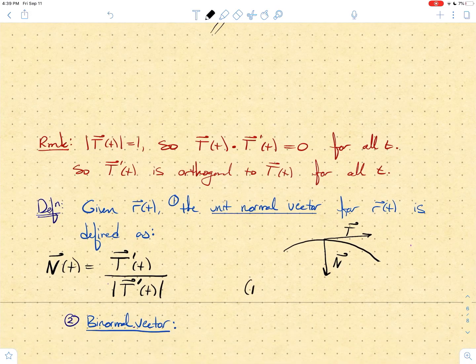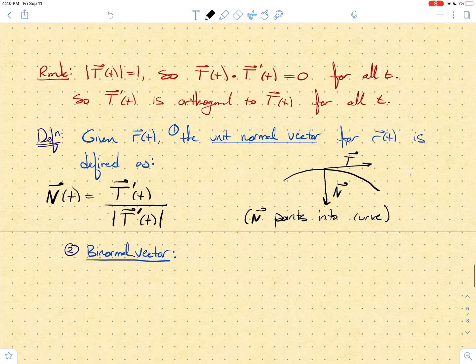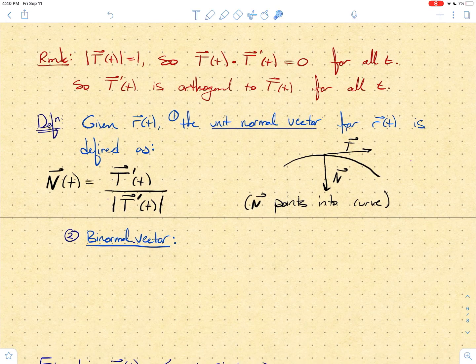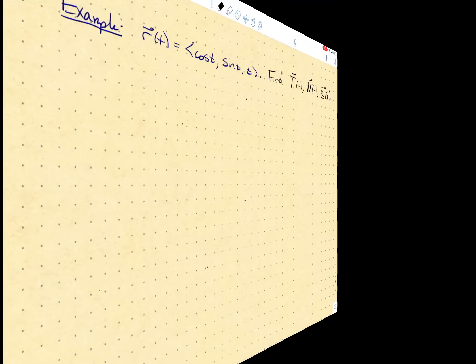And so we can say N points into the curve. Somehow to me I can memorize that. N points into the curve. Okay. And we can also define the binormal vector. We can say, hey, these two guys are orthogonal. Take their cross product and you get another thing that's orthogonal to both of them. And so that leads us to the binormal vector B of t. B of t is just defined as the unit tangent vector T cross the unit normal vector N.